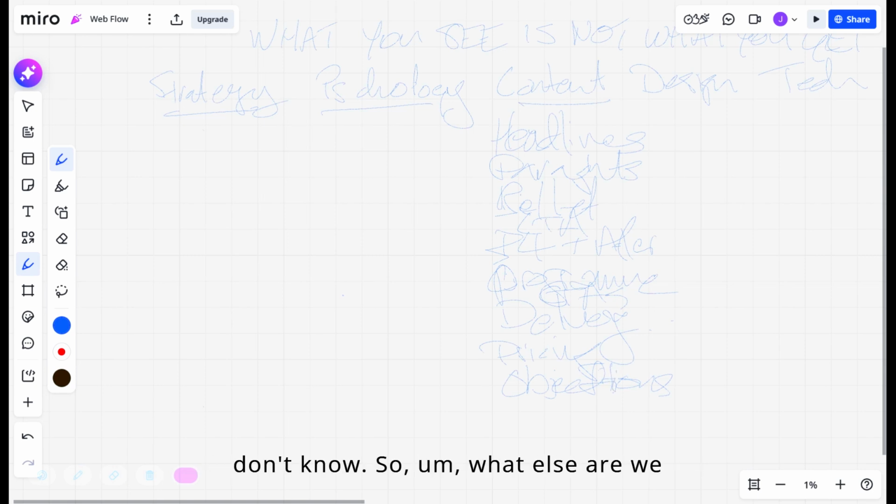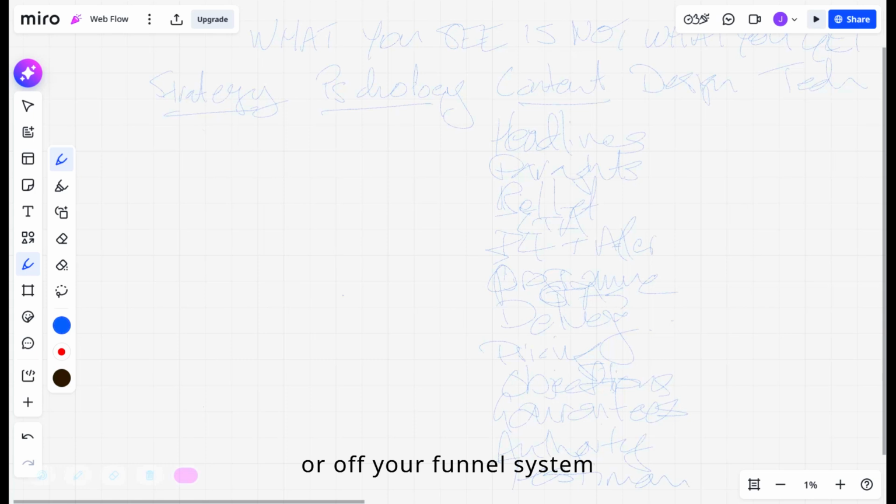So what else are we looking at? Guarantees. People want everything to be risk-free. So what guarantees can you provide? What authority can you show? Testimonials. So all these things make up the content of your funnel system. And as I said, it's derived from the information you've gathered in your strategy. Moving on. Let's get rid of all this.